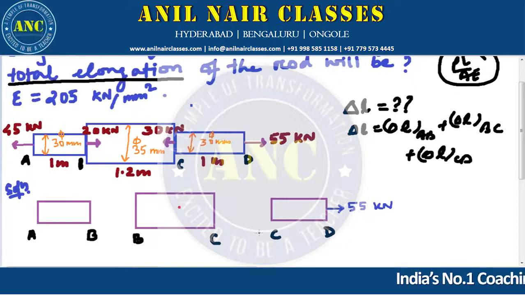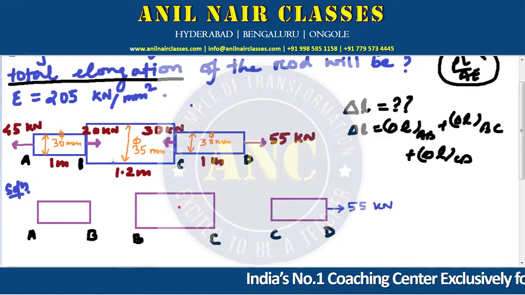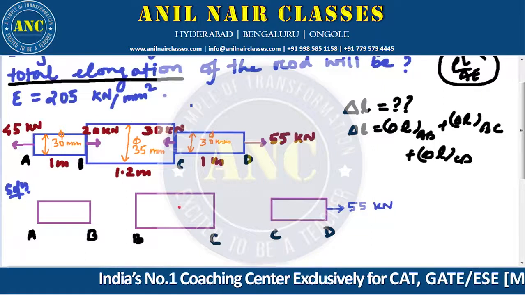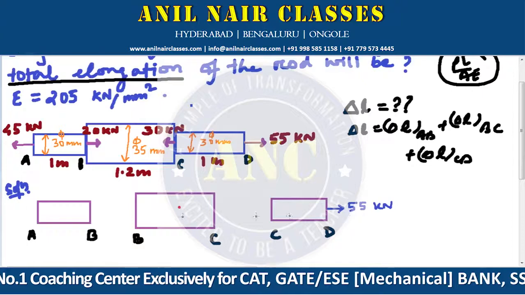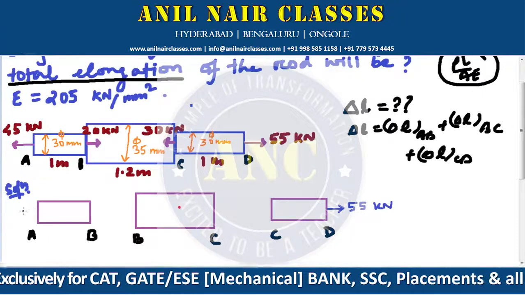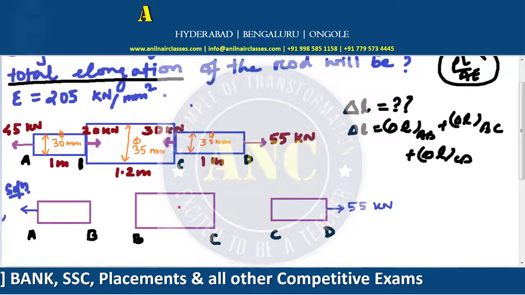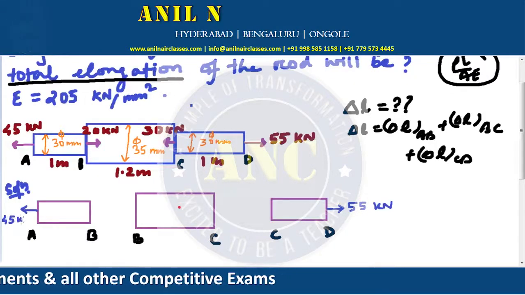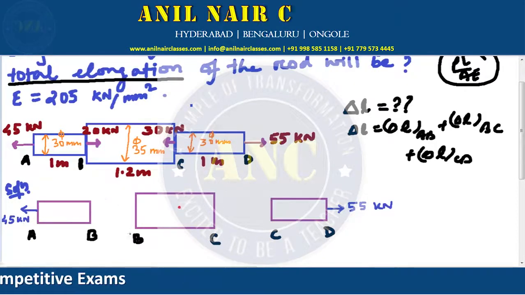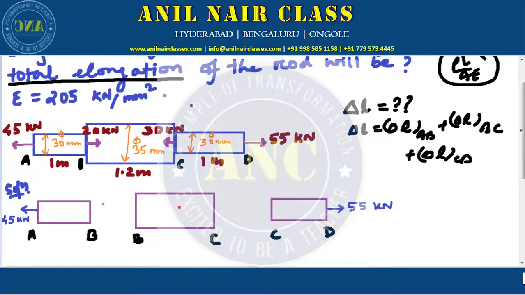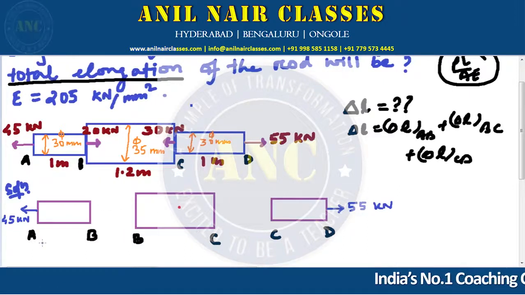you take the extreme ends. You start with the extreme ends, that is AB and CD. If you see the extreme ends, CD I have put as it is. Now put AB. In AB, the force is as it is, again 45 kilonewton. Before you put anything in BC, first you complete the sections AB and CD.